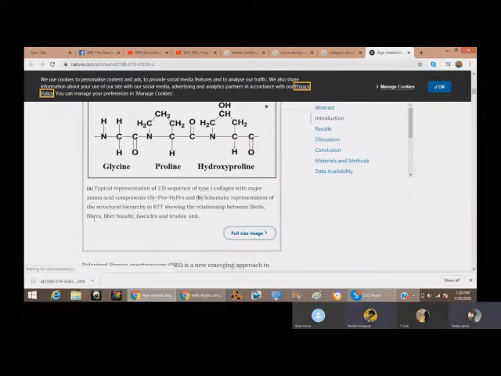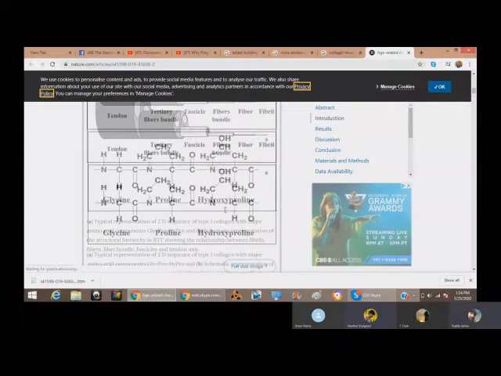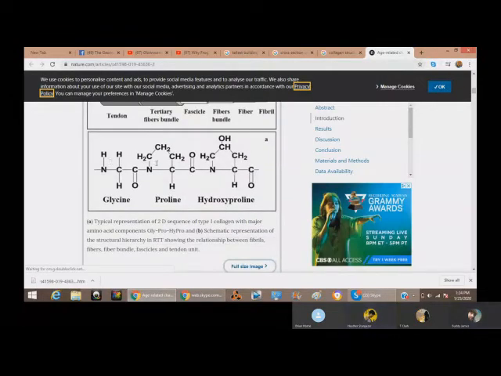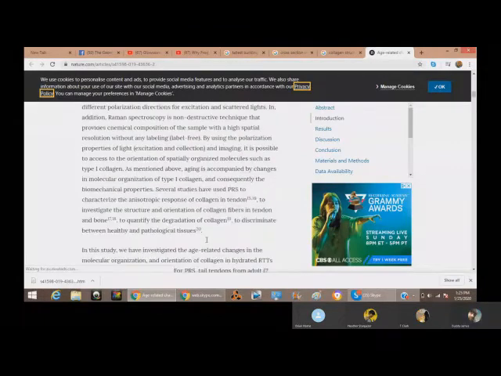Even the chemical structure of it has a waviness to it, doesn't it? Look at the chemical structure. Relationship between fibrils, fibers, fiber bundles, fascicles, and tendon units. It's great. Wow, good find.